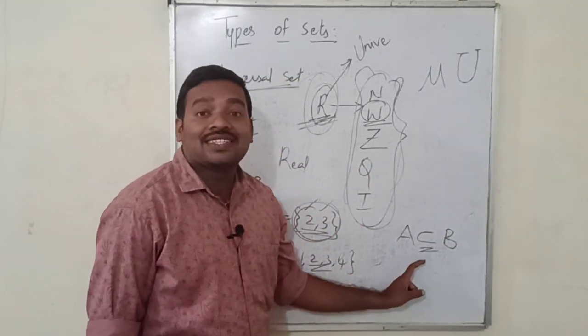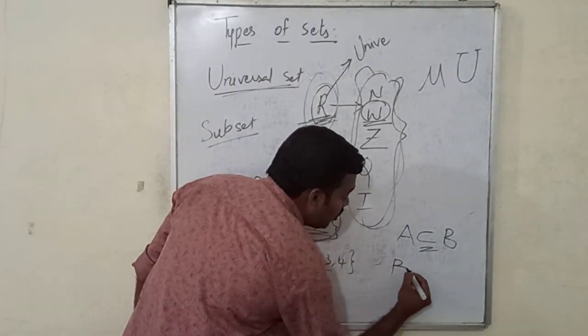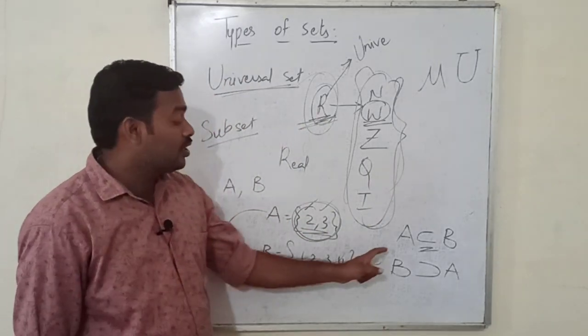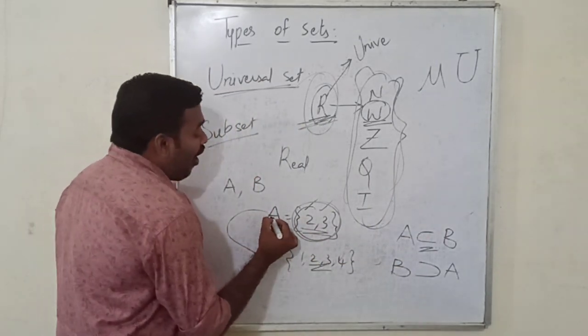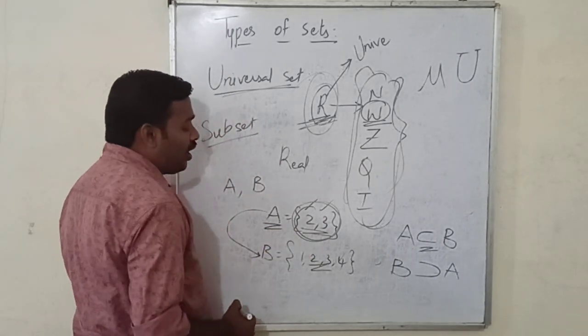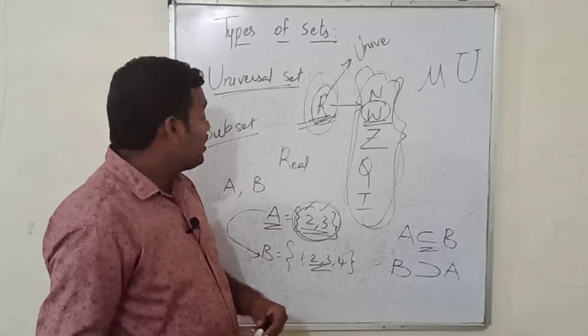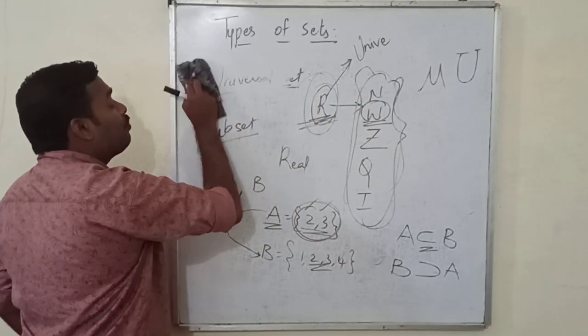So A is a subset of B, and B is a superset of A. If all the elements of A are in B, then A is a subset of B. This is universal set and subset. Let us go for an example for subset.